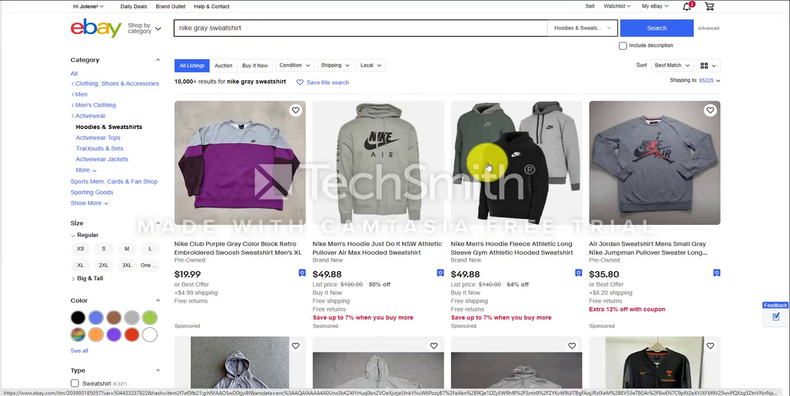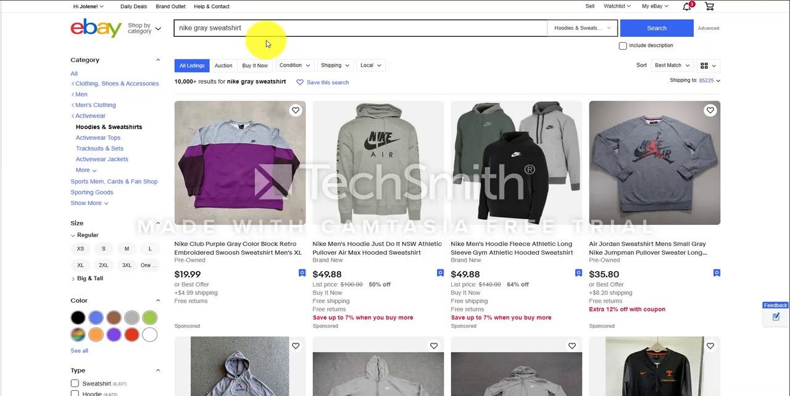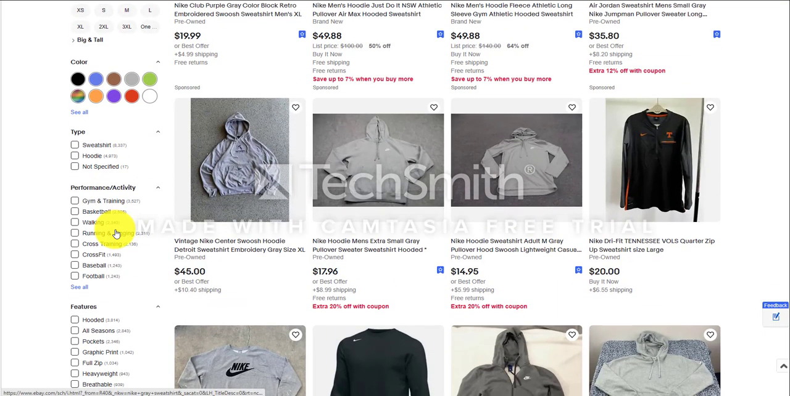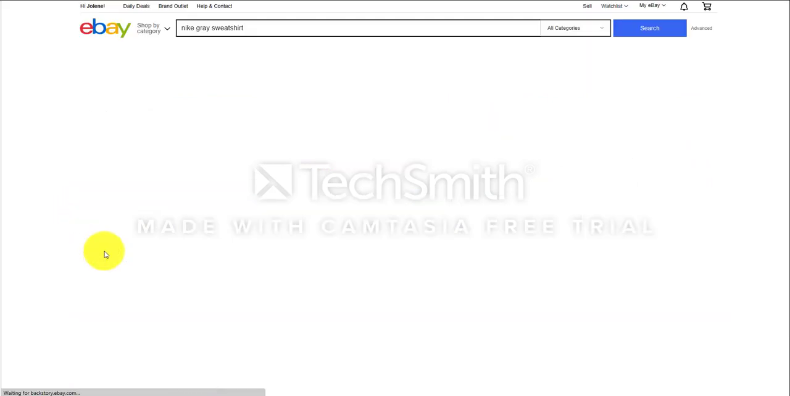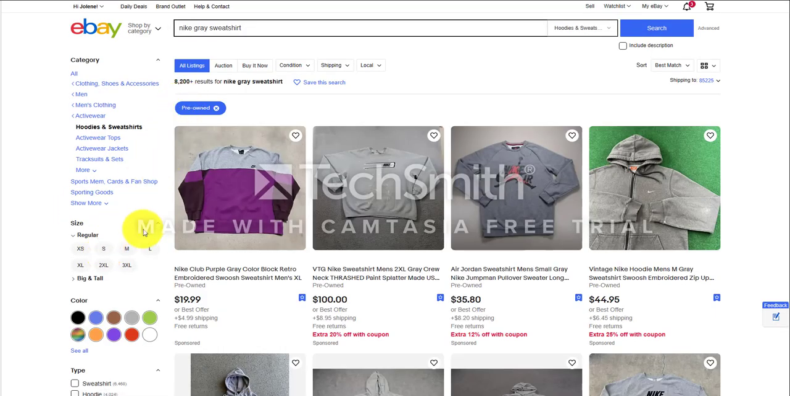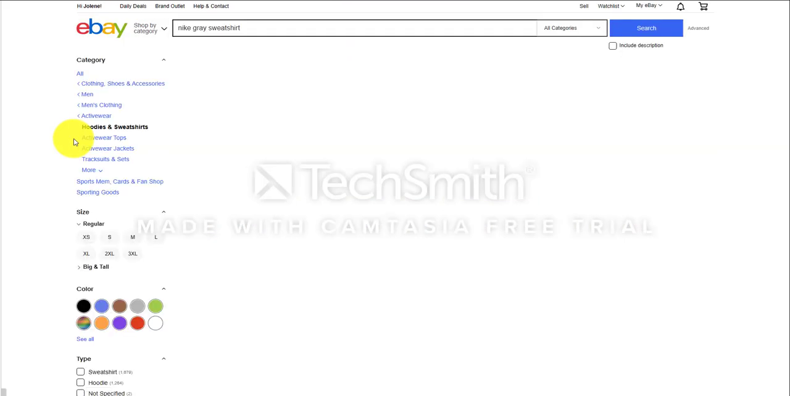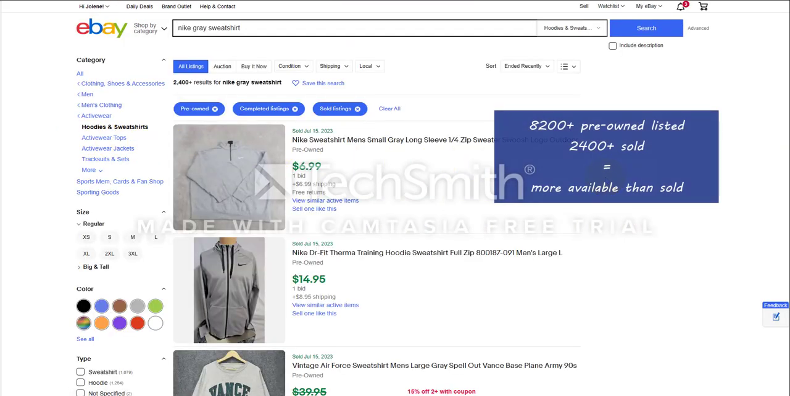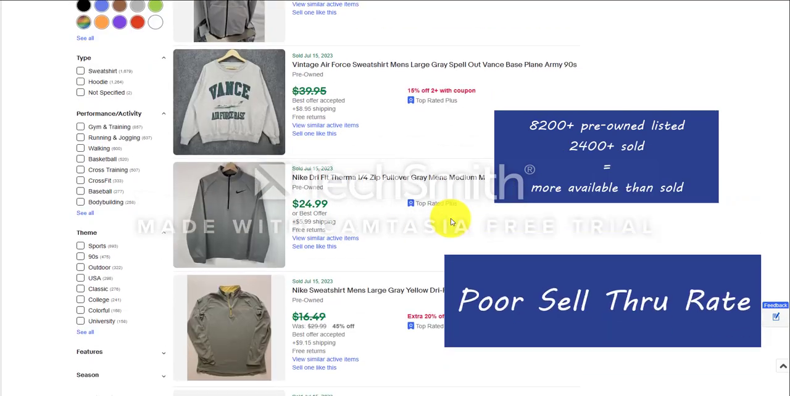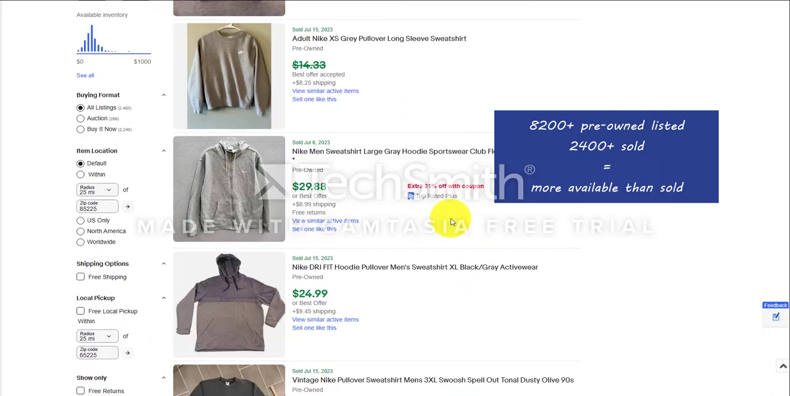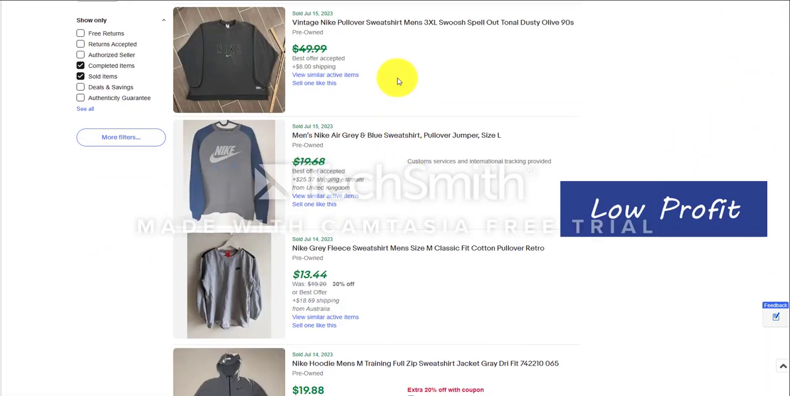So another thing I wanted to show you is if you look up, I'm just going to look up Nike gray sweatshirt, and it says 10,000 plus results for Nike gray sweatshirt. So let's go to pre-owned. So it brought it down to 8,200 plus results. And then let's go to sold. 2,400 plus results. And if you look at these prices, they're not big prices. That one's specialized. They're going for 16. You have some best offers. So again, remember when there's a slash through, that means that the seller was asking $49.99, but they accepted a lower offer.